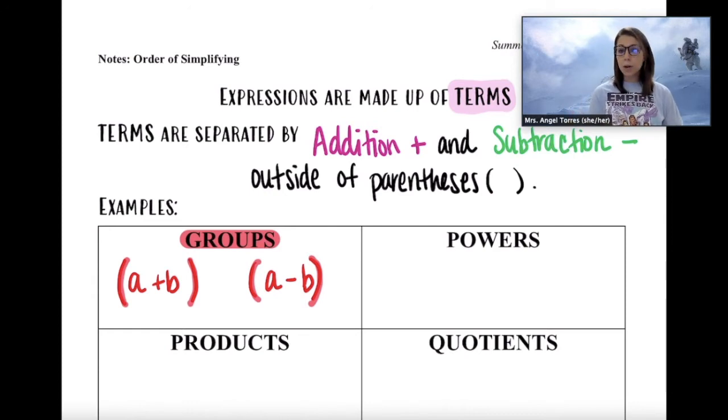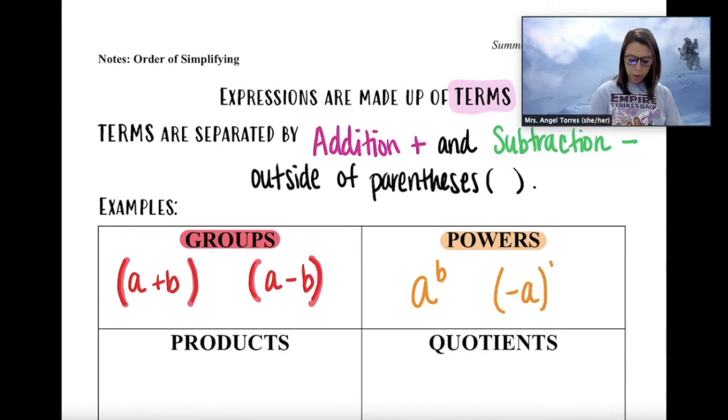Second type of term that we won't really be talking about a lot in this class or in this video is called a power. And we've seen these as our base, something raised to the exponent of something else, or sometimes you'll see a negative power raised to an exponent, etc. Powers are another type of term.